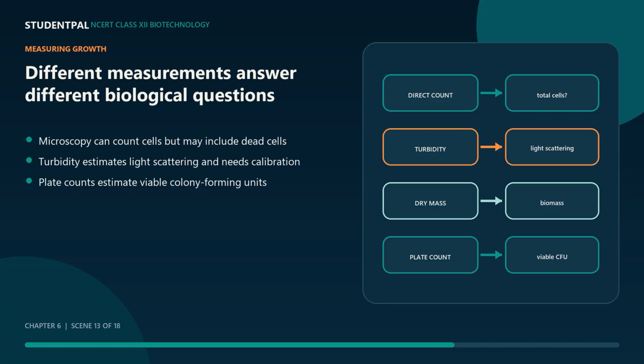Dry weight measures biomass and is useful when cell counting is difficult, but it also does not directly measure viability. A viable plate count estimates colony-forming units from cells able to reproduce under the chosen incubation and medium conditions. It can underestimate cells that are injured, clumped, or unable to grow on that medium. Therefore, these measurements may diverge during stress or decline. A complete interpretation names the quantity actually measured, rather than simply reporting that the culture has more or less growth.